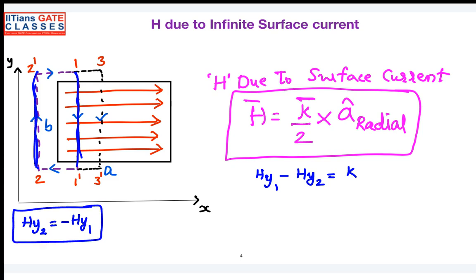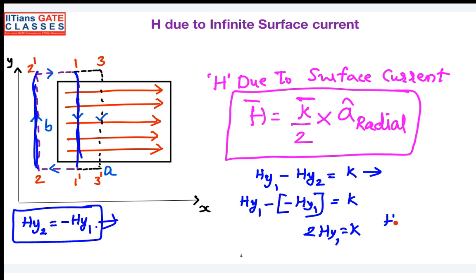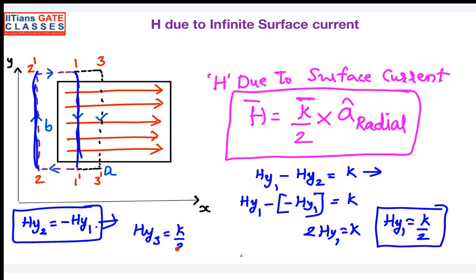Agree? So now if we substitute this equation in this particular equation, what will we get? Hy1 minus Hy2, which is minus of Hy1. So what are you going to get? 2Hy1 is equal to k. So your Hy1 remains k by 2. So Hy1 is k by 2 means your Hy3 is also k by 2. Agree with my point?